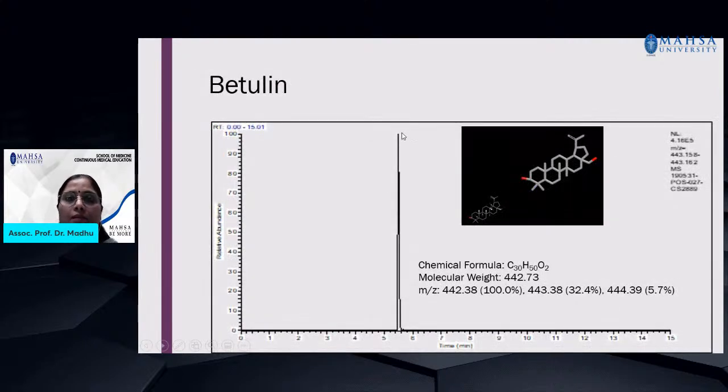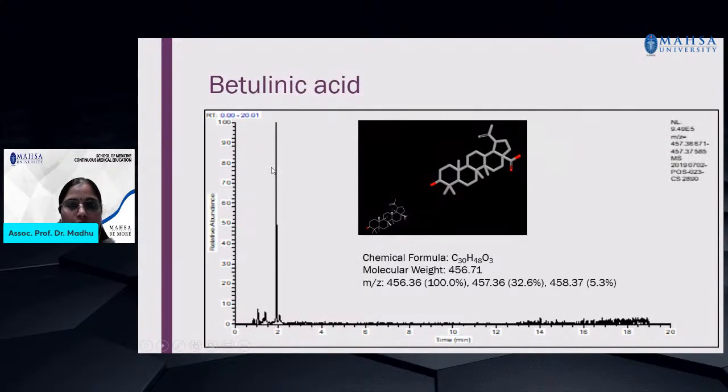Then another compound that is being isolated is betulin, which is eluted at 5.5 to 5.6 minutes, and whose molecular weight is 442.73. Then betulinic acid, which was eluted at the retention time of around 2 minutes, and whose molecular weight is 456.71. And all these compounds are characterized using the m/z value.